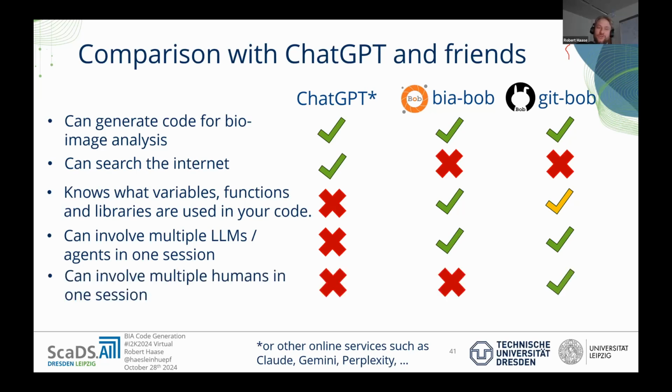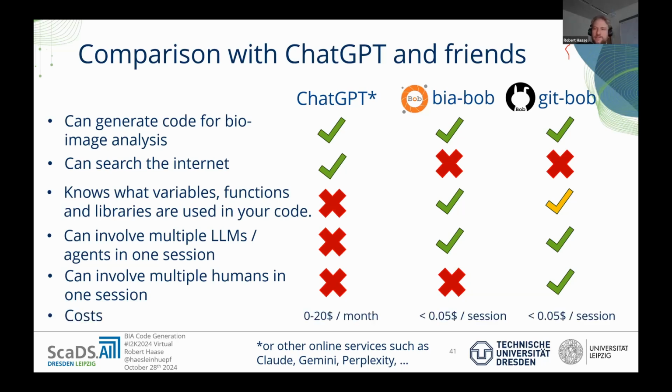You can involve multiple humans in one session only using git-bob, which is also a big advantage because you can bring the domain specialists, the biologists, for example, together with the data analysts, the computer scientists, in one discussion with the artificial intelligence to come up with a solution.